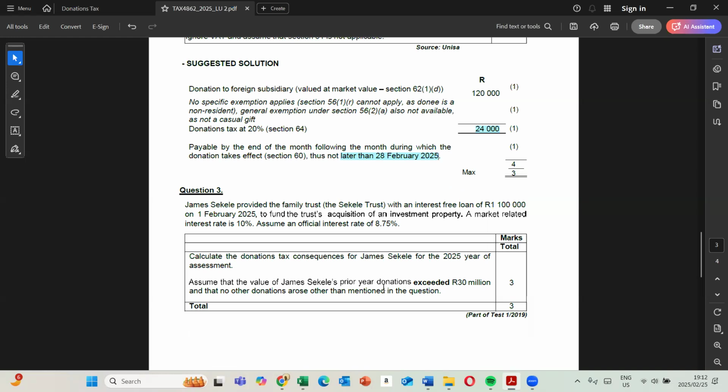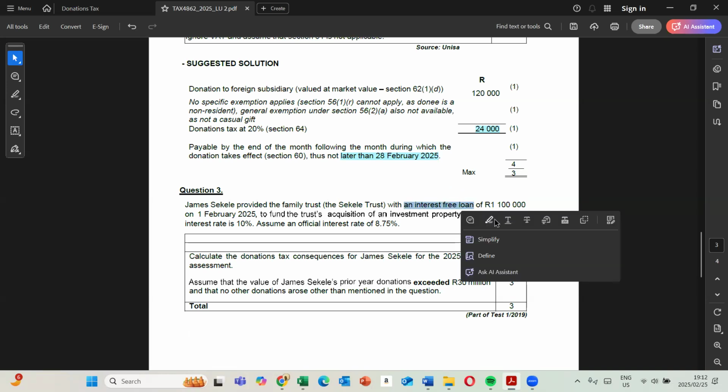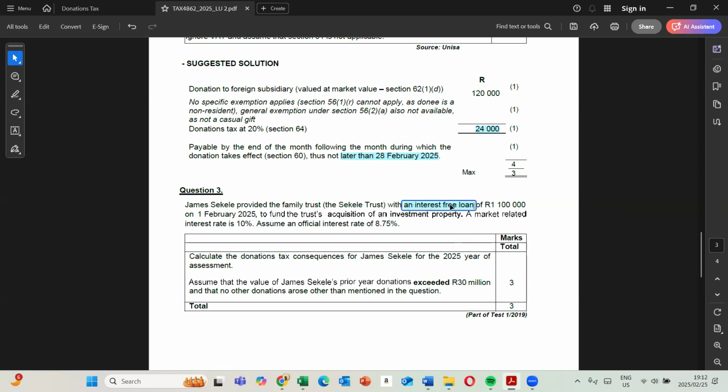Let's look at this other transaction. James Sekele provided the Sekele family trust with an interest-free loan of 1.1 million on 1st February 2025 to fund the trust's acquisition of an investment property. A market-related interest rate is 10%, assuming an official interest rate of 8.75%. So, do you see? This is an interest-free loan to a trust, which means it's going to be subject to donations tax. Now, let's look at this.